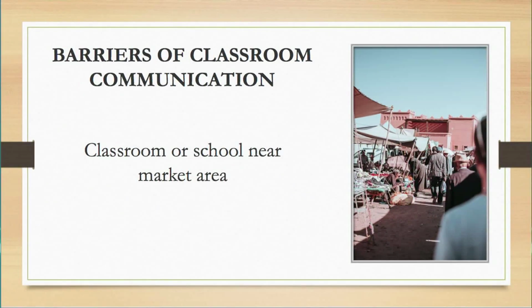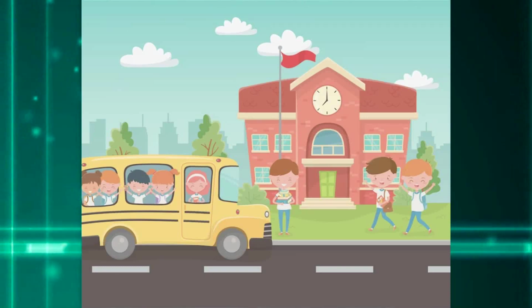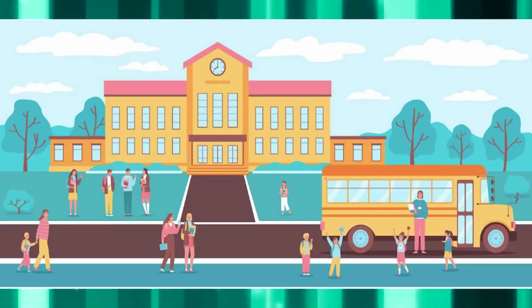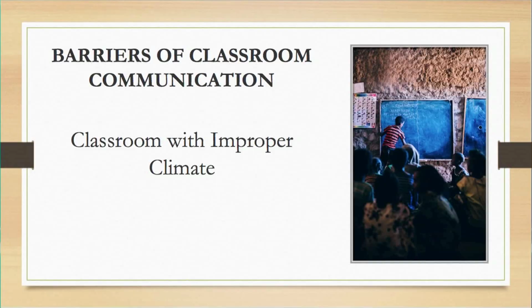Next is the classroom or school near the market area. Suppose your school has a classroom which is just near the market area, just near the highway road. What happens? There is always noise and sound, which is an interference, a hindrance to clear communication. So this is also a part of the first type, the physical or external factors which affect the communication process.